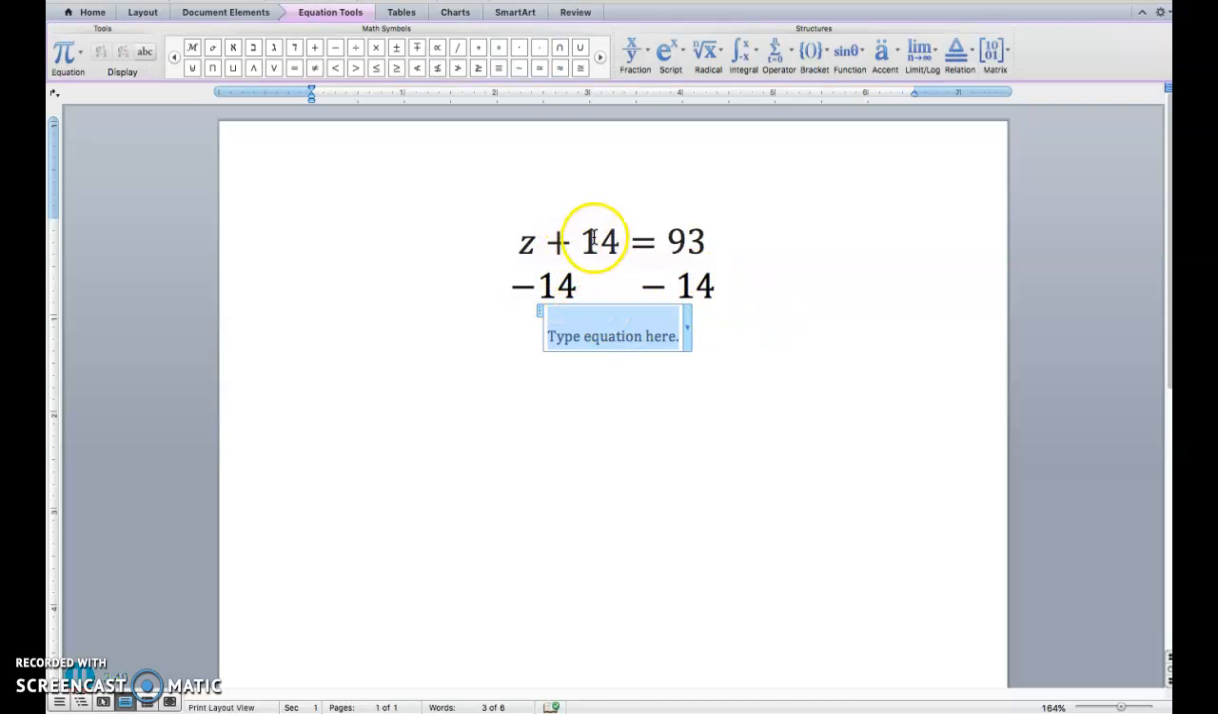Okay. So what does that leave us with? Well, if adding 14 and subtracting 14 undo each other, then all I'm left with on the left side is z. So z on the left side, bring down my equal sign. 93 minus 14, you could do that in your calculator if you want. 93 minus 14 is 79. So let's get z equals 79. Let's see if that's right.